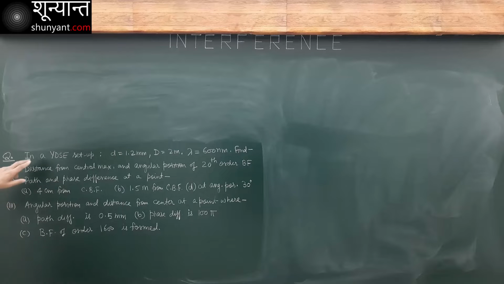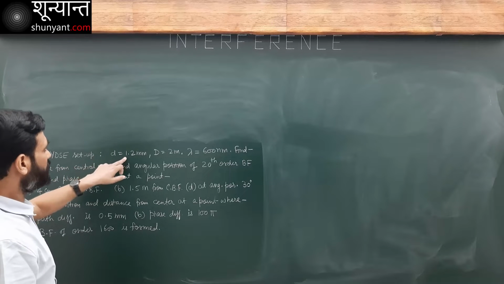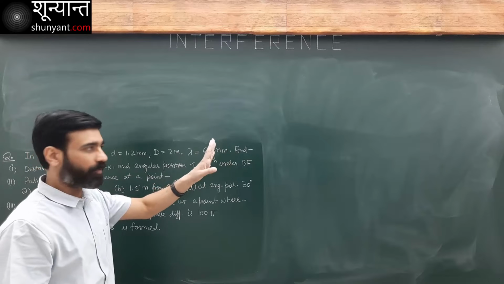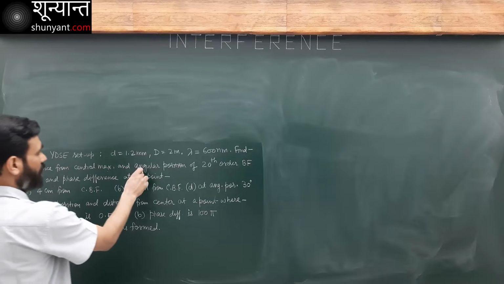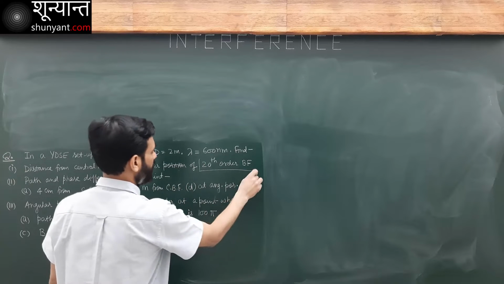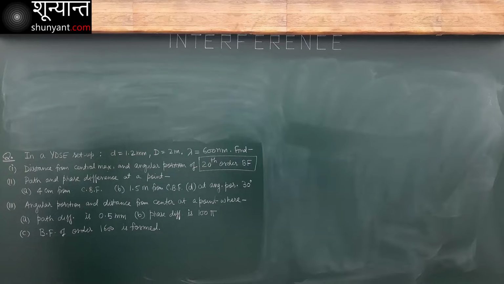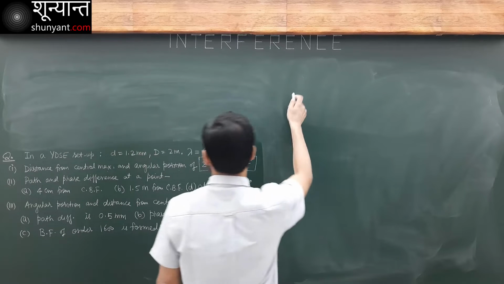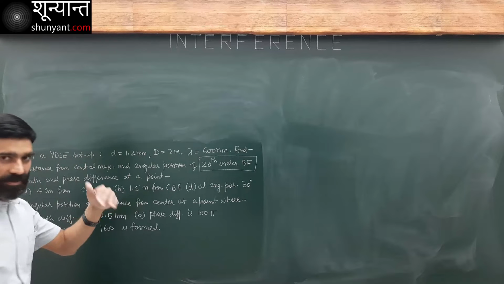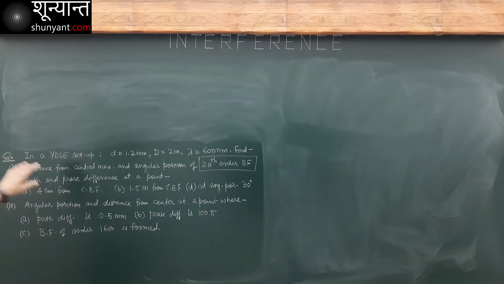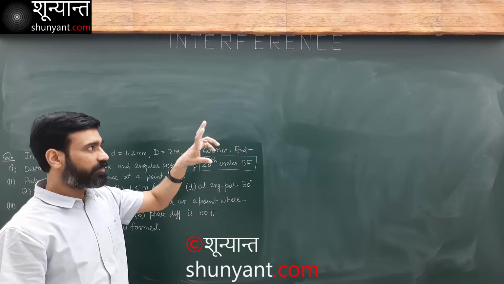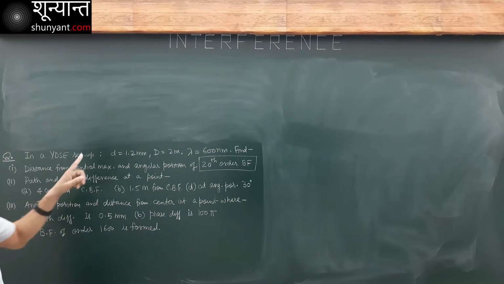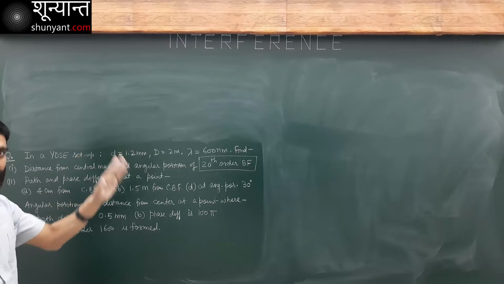In a YDSE setup, D is this. All the things are given. Normal YDSE setup. Find the distance from the central maxima and the angular position of the 20th order bright fringe. Let me read it for you, just in case you are not able to see this clearly. What will be the distance of that 20th bright fringe from the central maximum, and what will be the angular position?